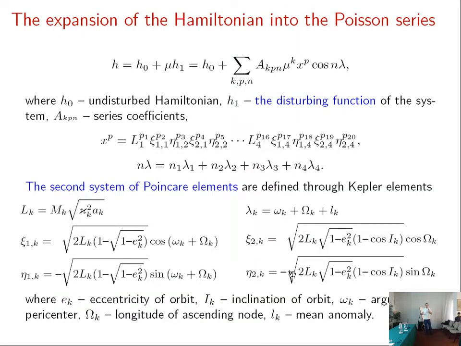We use the second system of Poincaré elements for the construction of the Hamiltonian expansion. It allows substantially simplifying the angular part of the series expansion. In this case, we have only one angular element, the mean longitude. Poincaré elements are canonical elements. Elements xi and eta first are proportional to the eccentricity of the orbit and are called eccentric elements. Elements xi and eta second are proportional to the inclination of the orbit and are called oblique elements.